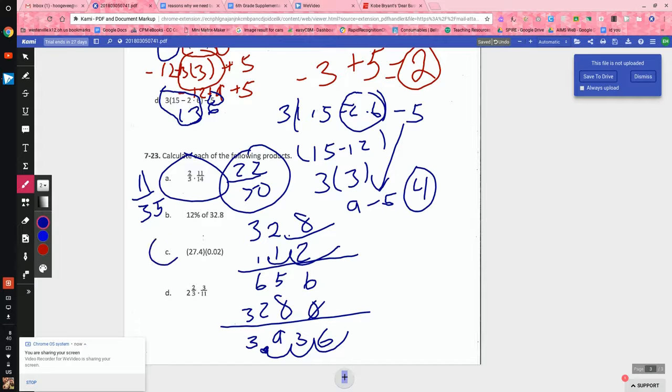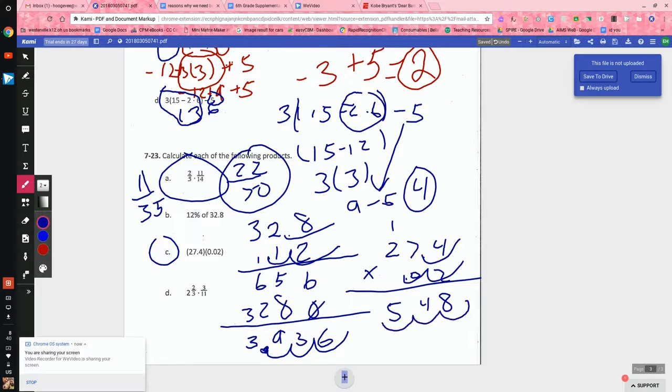Same thing with C here. Again, line up your numbers. You can go 27.4 times 0.02. We just line our numbers up when we multiply. 4 times 2 is 8, it's 14. 2 times 2 is 4, plus 1 is 5. 1 to the right, 2 to the right, so that means 3 to the left. You should get 548 thousandths.